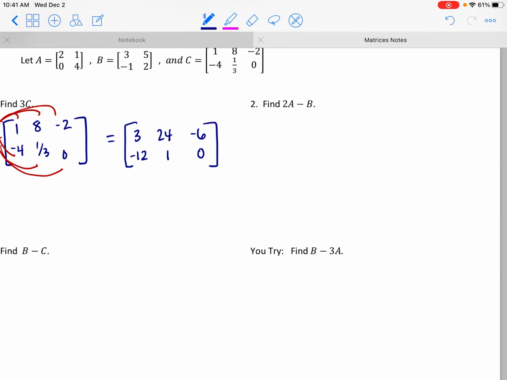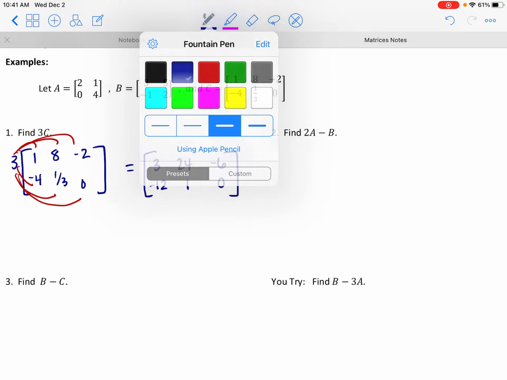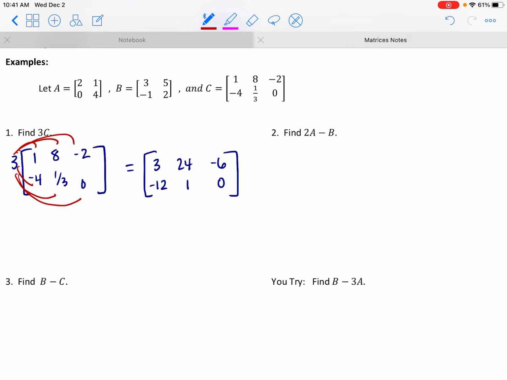Okay, 2 times A minus B, 2 times A, and I know some of this can be done in your head, so I'm just showing the work here just so I don't lose anybody, but if you could do multiple things at once in your head, you'd be totally fine doing that. So 2 times A is going to be 2 times 2, 0, 1, and 4, and then we're going to subtract B.